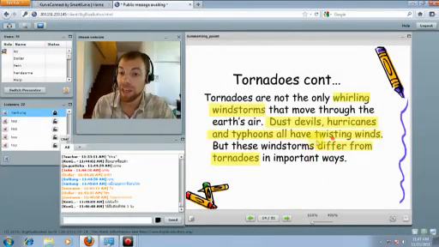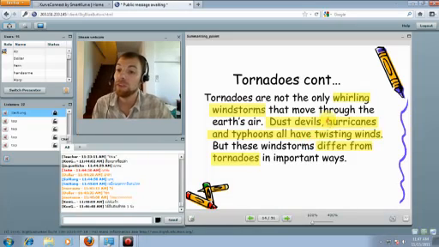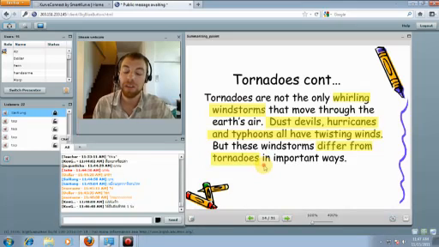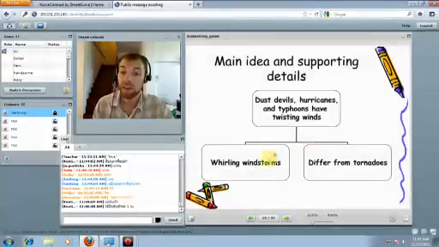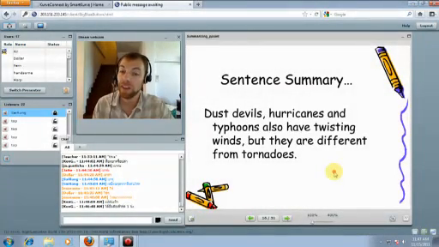Same here. Main idea is in the middle this time. Remember, it is not always at the beginning, and usually never at the end. It's beginning or middle. Main idea, detail, detail. And we can change this into one sentence like this.